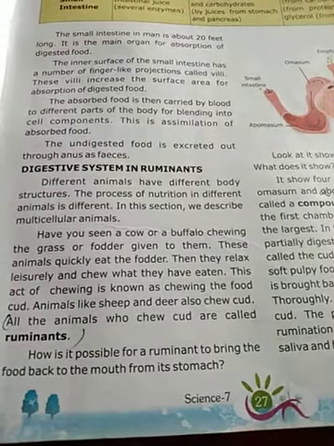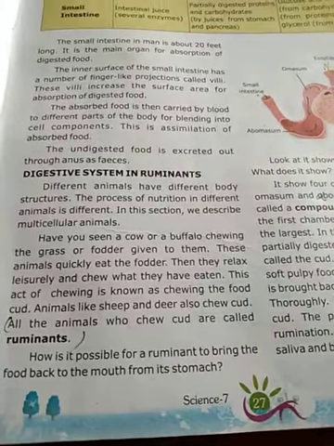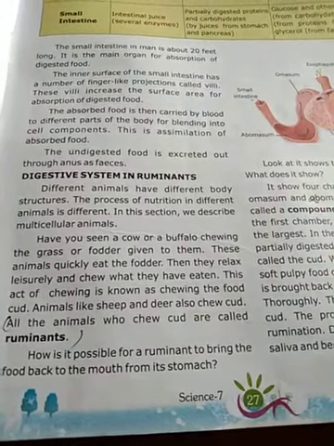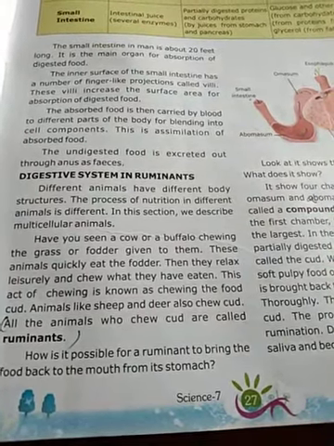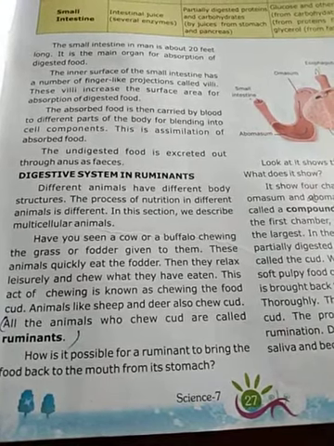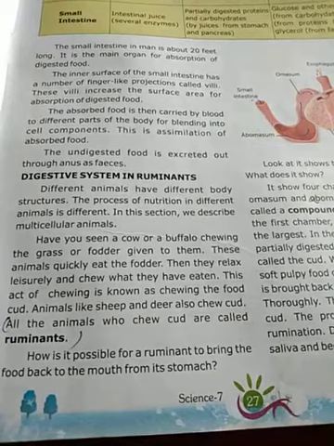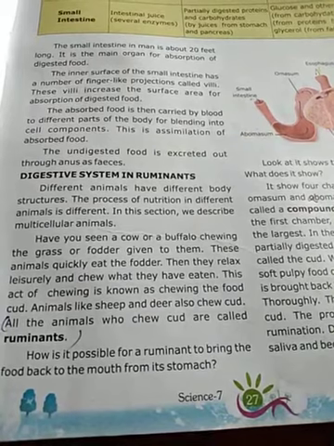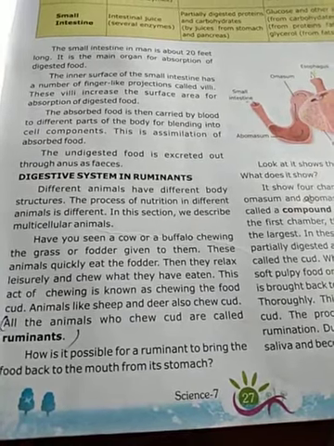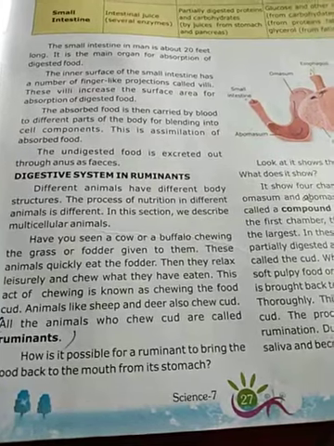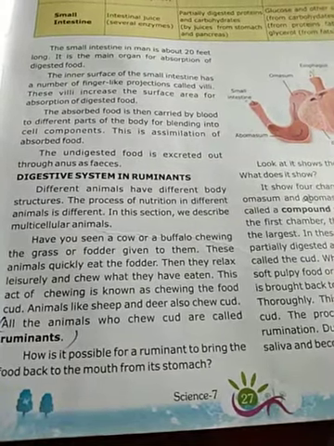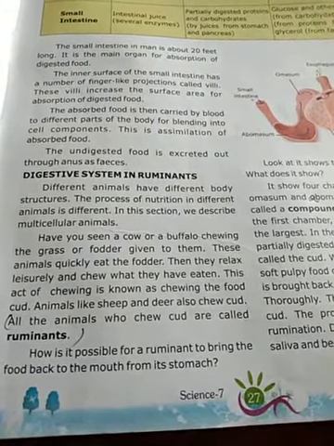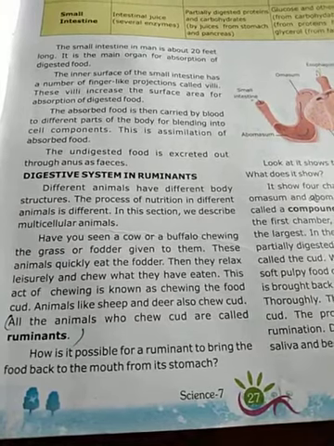Have you seen? We always see animals like cow and buffalo chew their food when they are at rest. These animals quickly eat their fodder. Then they relax leisurely and chew what they have eaten. This act of chewing is known as chewing the cud. Animals like sheep and deer also chew cud. All the animals who chew cud are called ruminants. That means the animals who chew the cud are called ruminants.